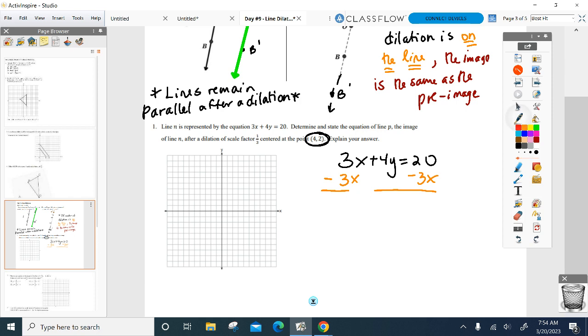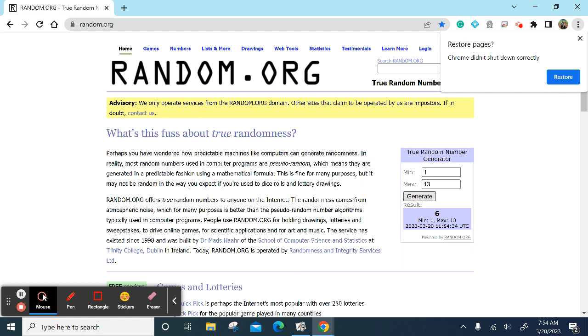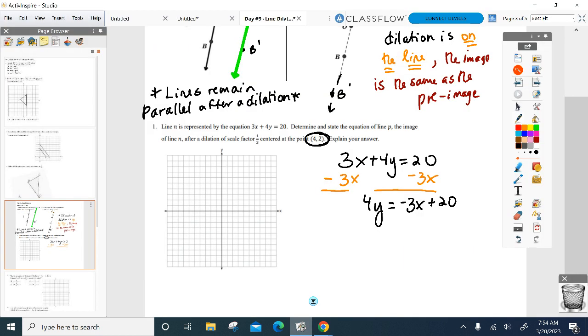I get 4y equals negative 3x plus 20. Next step, one more step to get into y equals form. Divide by 4. Everyone good? Divide by 4 now. So it looks like I get negative 3/4 x plus 5 when I divide 20 and 4.